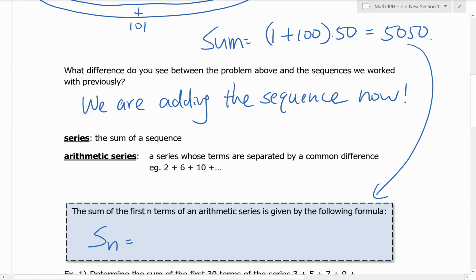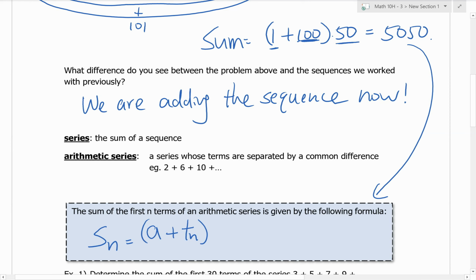For the sum, we use Sn because it's the sum of n terms. Okay, sum of the first n terms. So Sn is equal to, well, let's take a look at our first example, how we got 1 plus 100. Recall this number 1 is our first term, which from last time was a. This 100 was our last term, Tn, times 50.